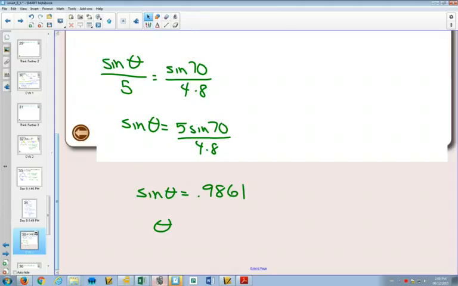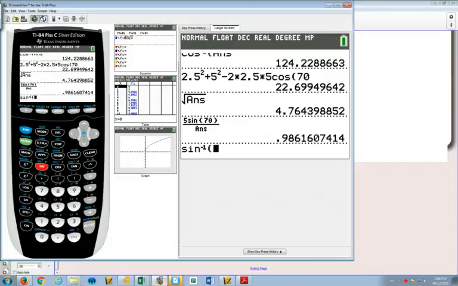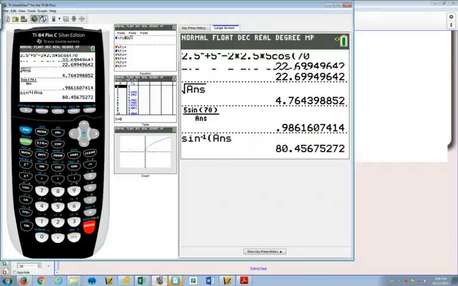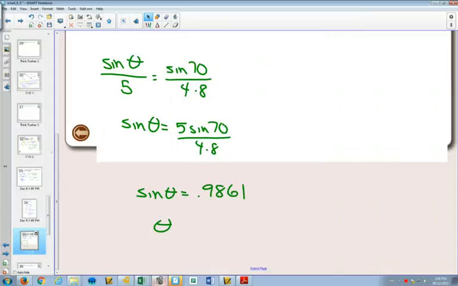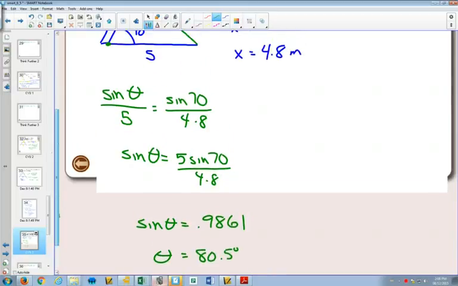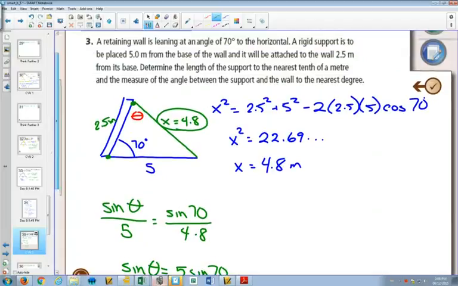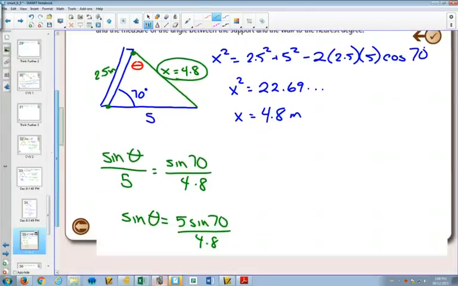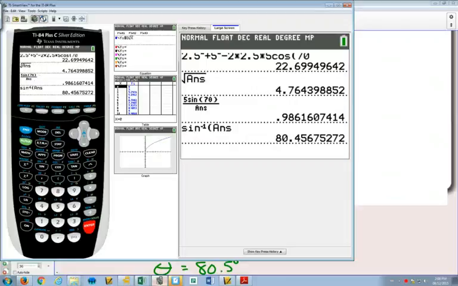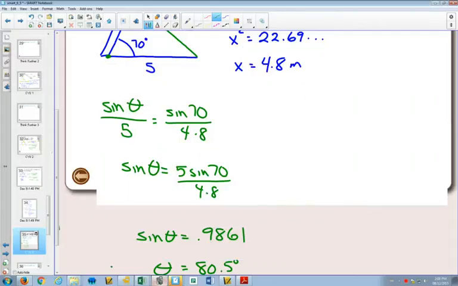0.9861. Well, we still need to find theta. How do I do that? Sine inverse of that answer, 80.5. Did it ask for the nearest degree? Or did it say to the nearest tenth of a degree? Nearest degree? So I should go back: 80.45. The nearest degree would just be 80. So 80 degrees is the nearest degree.